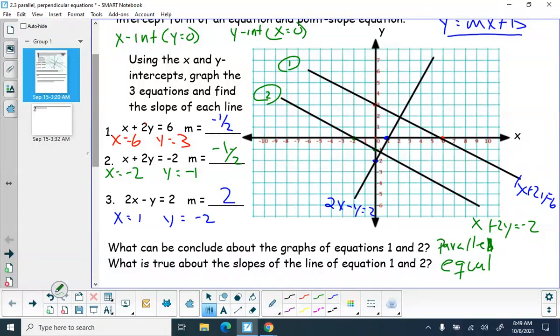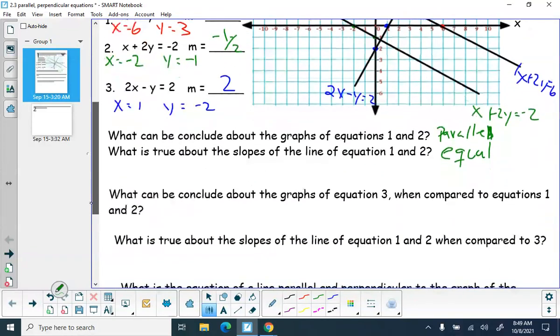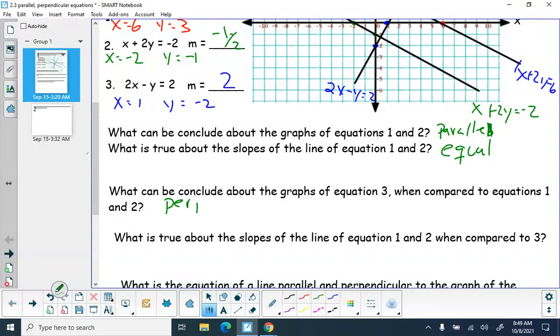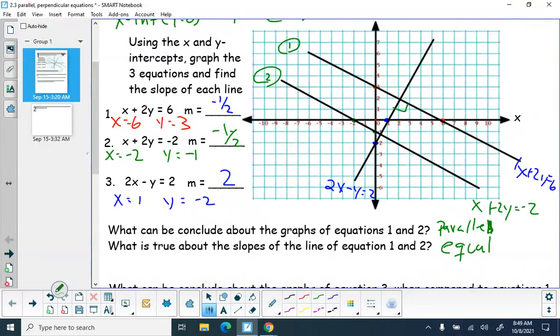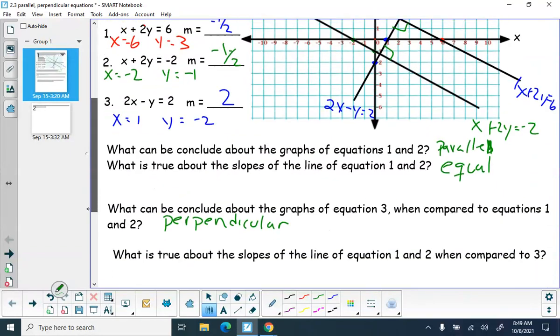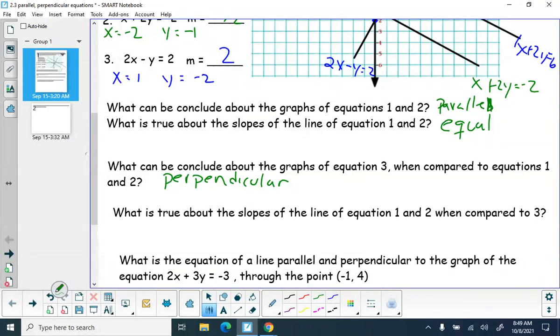If I take a look at graph 1 and 2 and then compare it to graph number 3, what does it look like in regards to our graphs? What's true about these lines? They are perpendicular. We form a right angle with these lines. So if we now take a look at the slopes, what's true about the slopes of these lines?